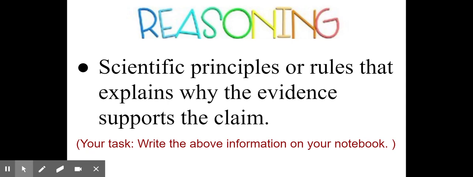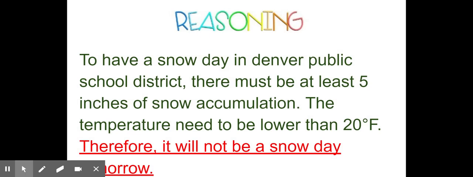So what you need to do is figure out the rule. What we are going to say is: to have a snow day in Denver Public Schools districts, there must be at least a certain amount of snow accumulation and the temperature needs to be lower than 20 Fahrenheit. I just made this up, but it's like a rule in the school, explaining why we cannot have a snow day tomorrow. So at the end, you want to go back to your claim: therefore, it will not be a snow day tomorrow. That makes a complete conclusion, including claim, evidence, and the reasoning.